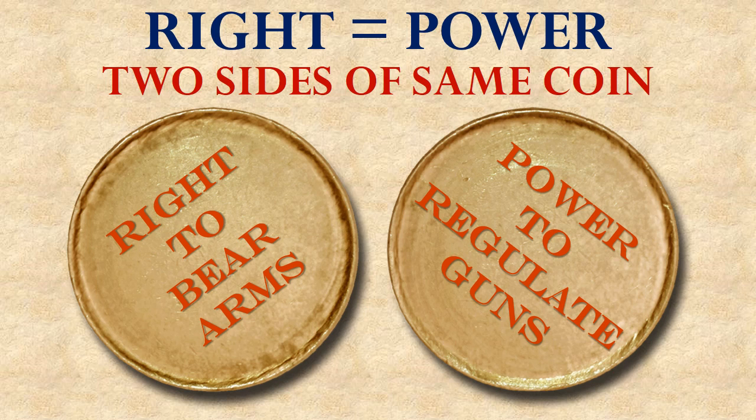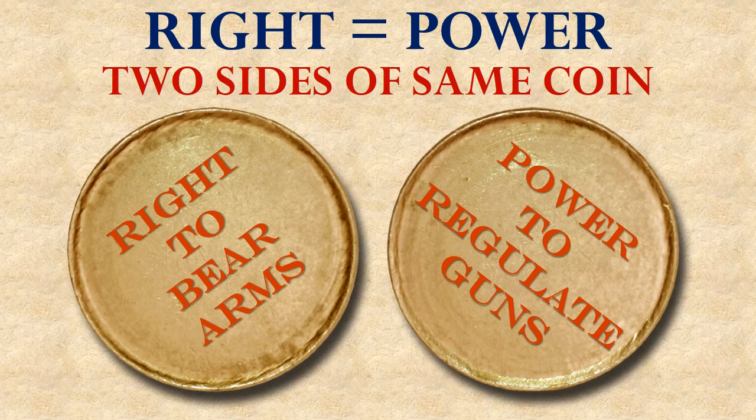To understand the correct way to use the word right, to have the correct understanding of what it means, let's consider the illustration on this slide. What you see before you looks like two coins laying there. It's actually two sides of the same coin. On one side, we have the right to bear arms. In other words, a right people say they have to have a gun. On the other side, we have the power to regulate guns. This is what a government may say they have as they try to pass laws about gun control, for example.